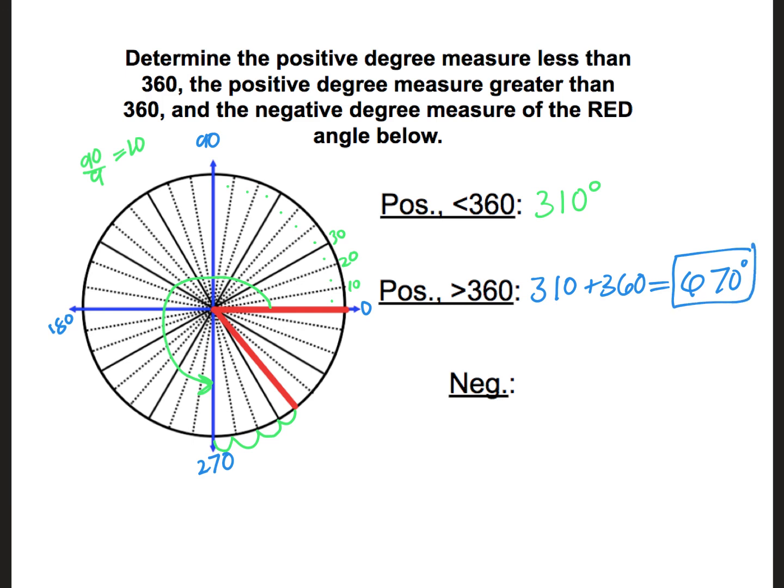And the last one is negative. Now you have an option here. You could either do your positive angle measure you started with, 310 minus 360, or start at 0 again and just travel backwards. So again, we're going up by 10s, so 10, 20, 30, 40, 50. Just make sure it's negative. So negative 50 is my answer.